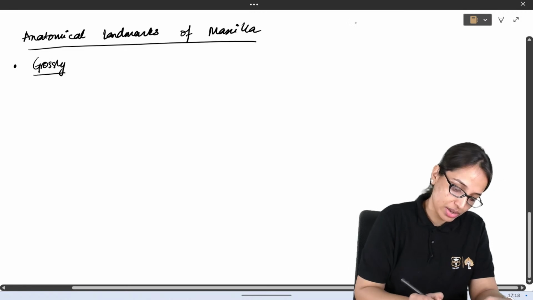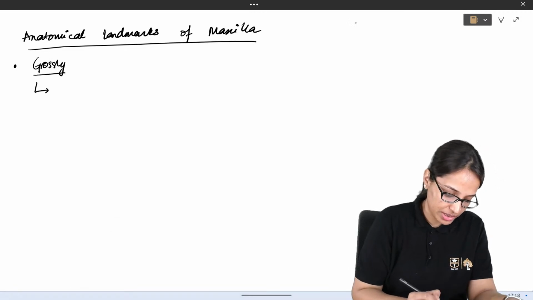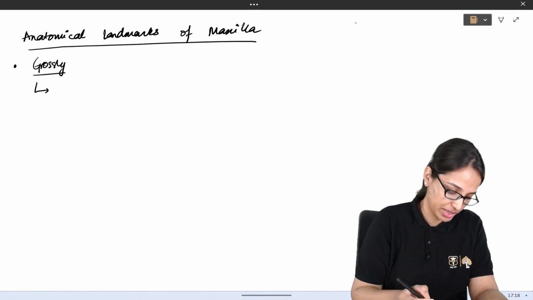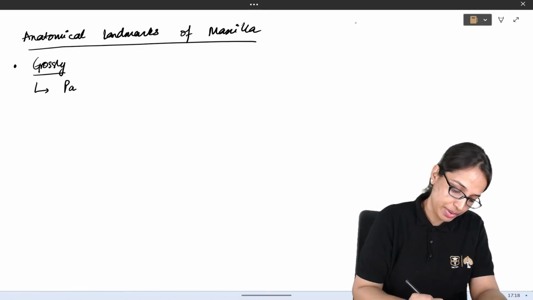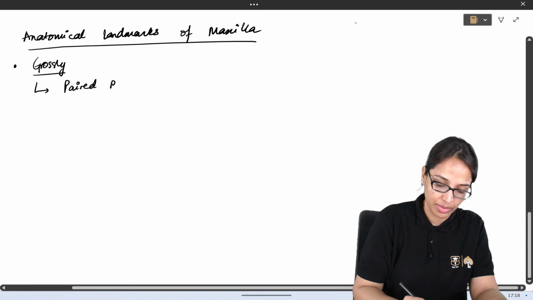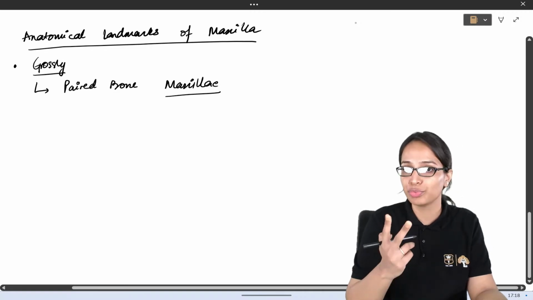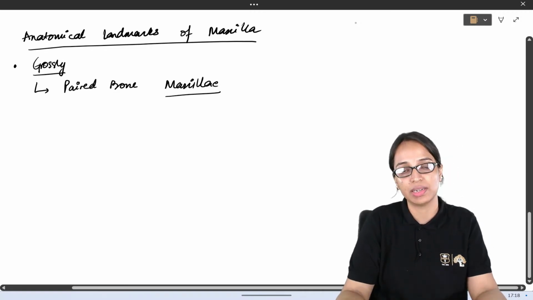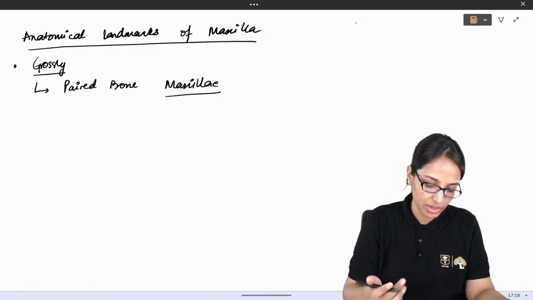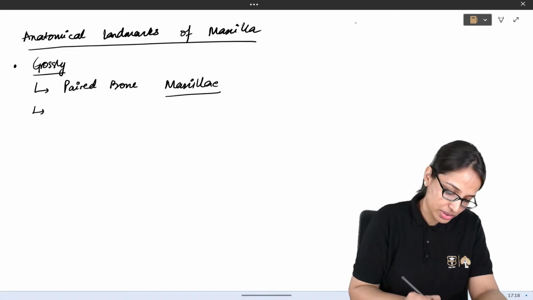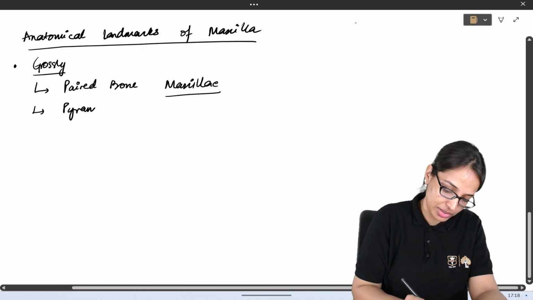Grossly, if you see the basic osteologic anatomy of maxilla, it is actually a paired bone. Maxillae is the plural form. So there are two maxillae which are united in the center at the mid-palatine suture. So it is a paired bone, and grossly if we see, it is pyramidal in shape.